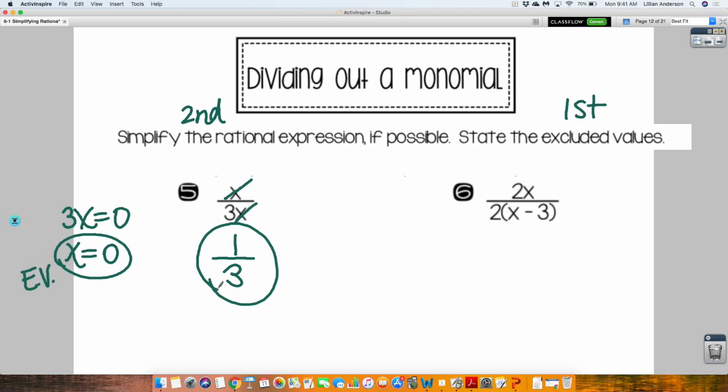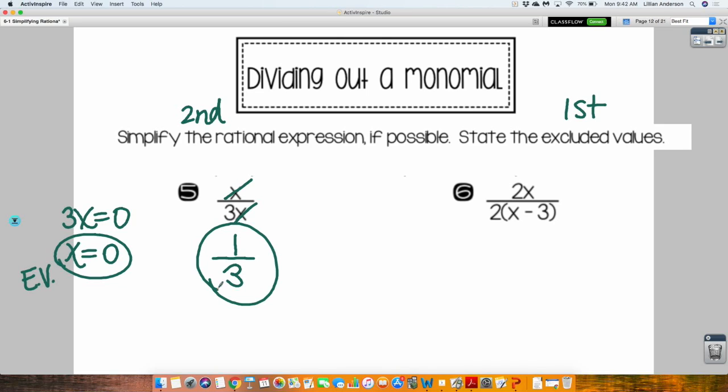This is the most basic of basic problems that you can get. Okay? The excluded value basically is saying, because eventually we're going to get to solving these, solving for x, that whatever we end up getting, x cannot equal 0. If it does, it's considered an extraneous solution.